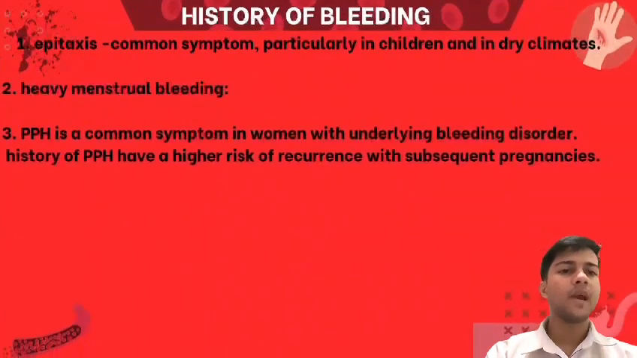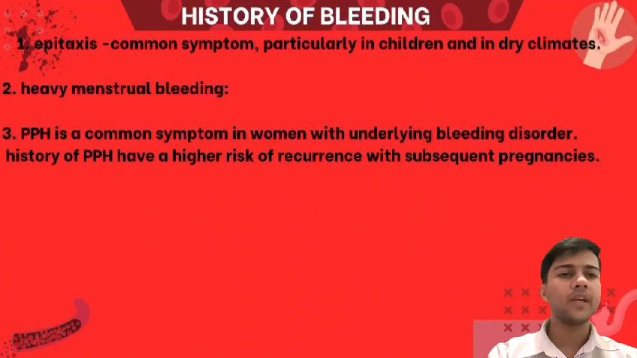History of bleeding. Epistaxis: common, especially in children and dry climates. Heavy menstrual bleeding: frequent in women with bleeding disorders. Postpartum hemorrhage: common in women with bleeding disorders. A history of PPH increases the risk of recurrence in subsequent pregnancies.